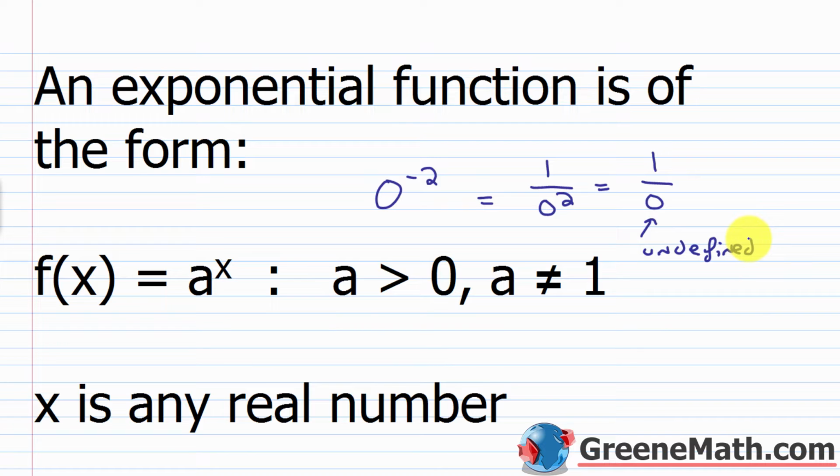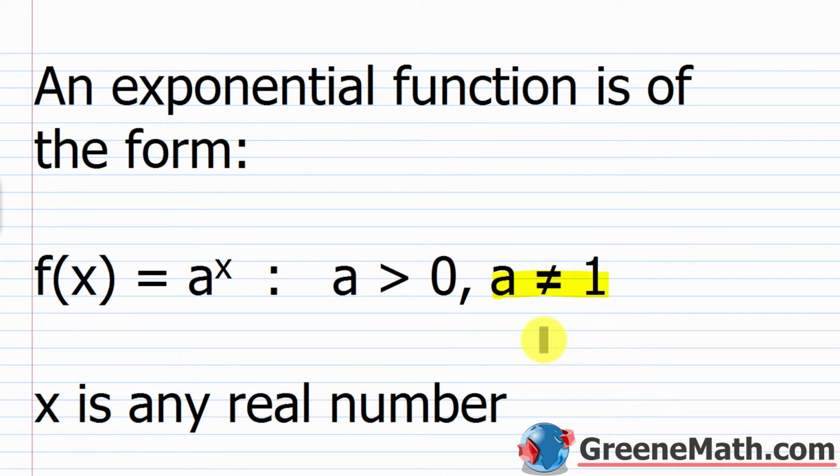Now, let's cover this last one here where we say a does not equal 1. Why do you think a, the base, is not allowed to be equal to 1? Well, we would no longer have an exponential function. We would have a linear function. You might say, well, why is that the case? Well, to make this really simple, instead of f of x, let's just say y is equal to 1 raised to the power of x. So just think about some ordered pairs.